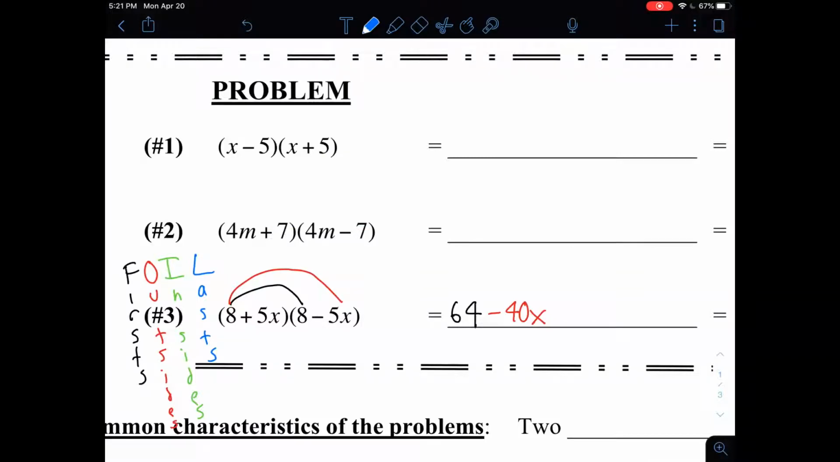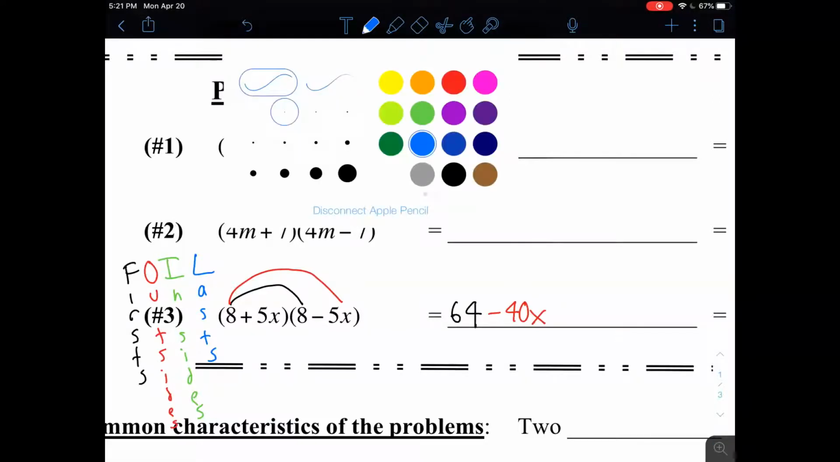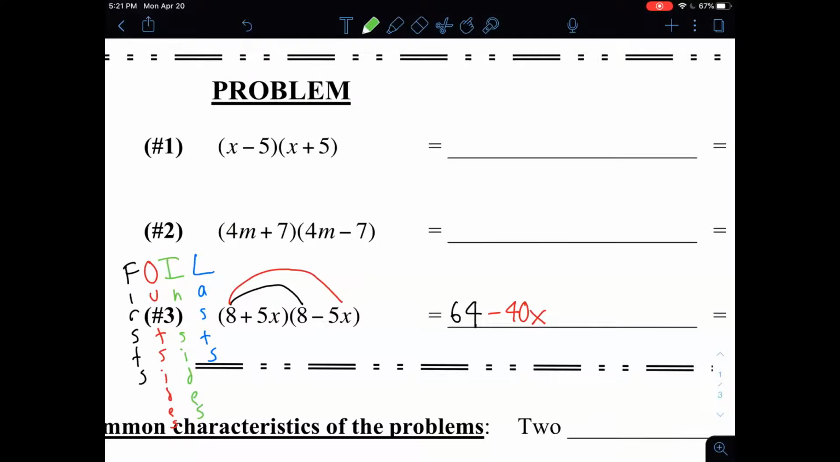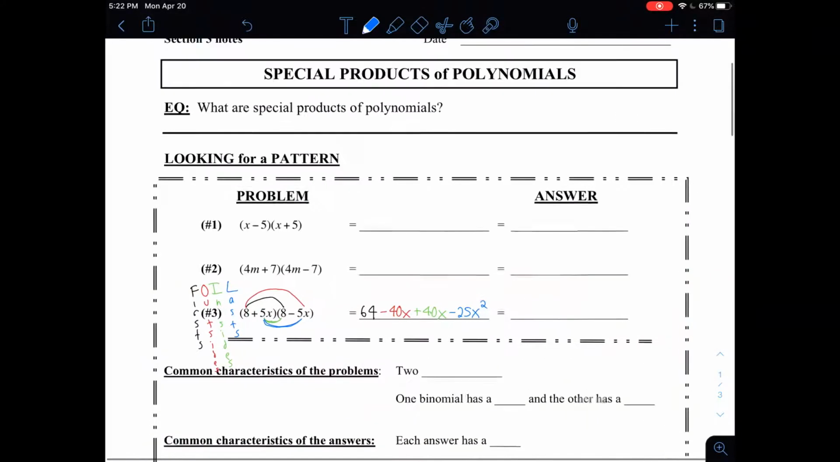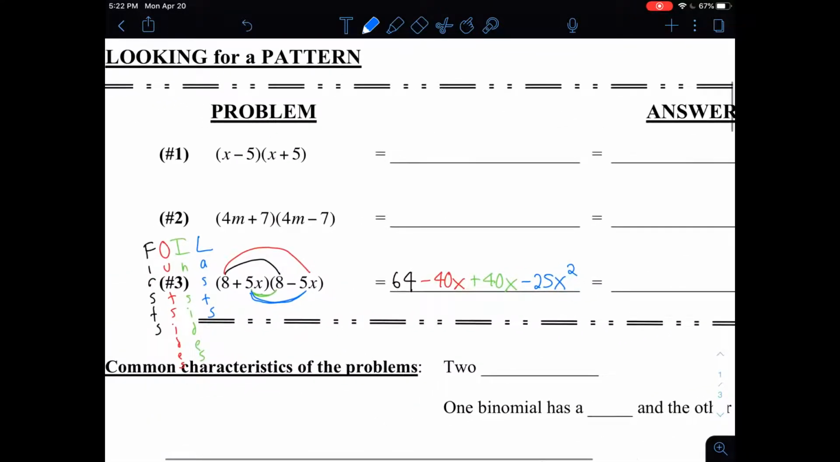So we did first, which was 8 times 8. The outsides or outers, which was red, which was 8 times negative 5x. Then we have to do insides. We're going to do 5x times 8, which is what? That is 40x. And we're going to do the lasts, which is 5x times negative 5x, which is what? Negative 25x squared. Be very careful. It's actually negative 25x squared here, because x times x is x squared. People were kind of goofing it up in the last thing here, okay?